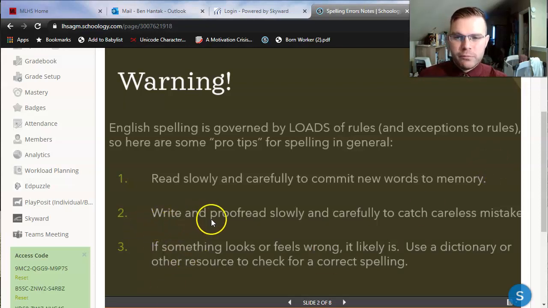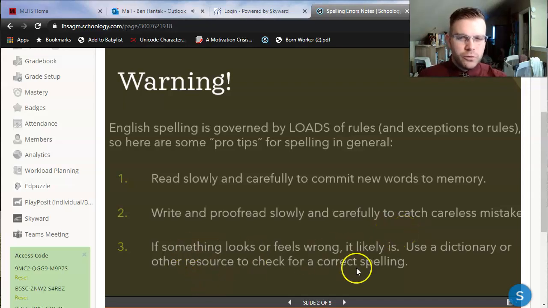When you're writing, proofreading slowly and carefully helps you to catch careless mistakes. A lot of the spelling errors we see in writing are for words that we already know how to spell. A lot of the spelling errors that I see as a teacher are words that I know you guys know how to spell right, but because we tend to write quickly, sometimes we miss those as we're writing or even as we're proofreading later. So you want to make sure that you're writing carefully and slowly enough that you can catch really careless little typos.